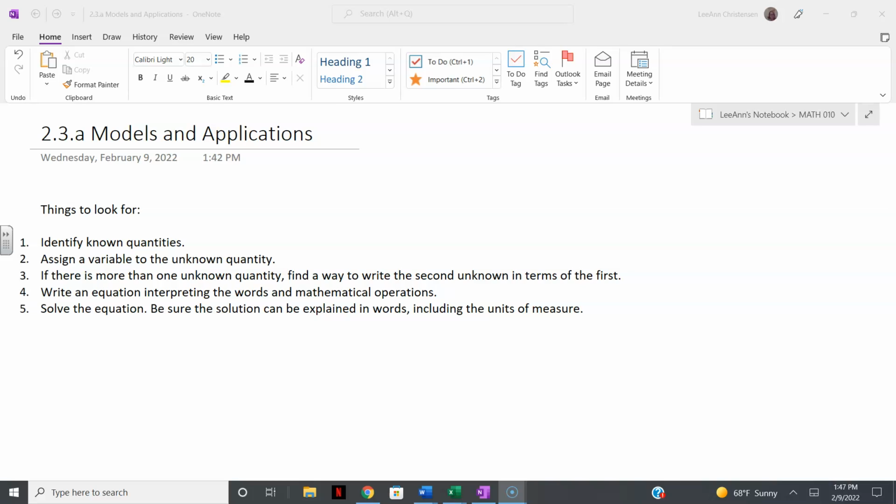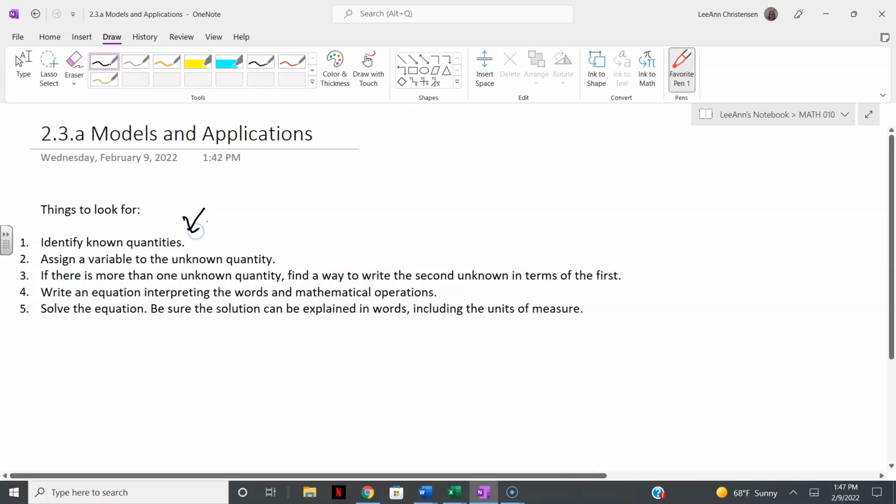So step one, it says identify known quantities. So what do you know in the problem? Do they tell you how many feet something is, how long something is, or the temperature of something? I don't spend a lot of time on this at the beginning, but you do have to pay attention to what you know. Number two, assign a variable.